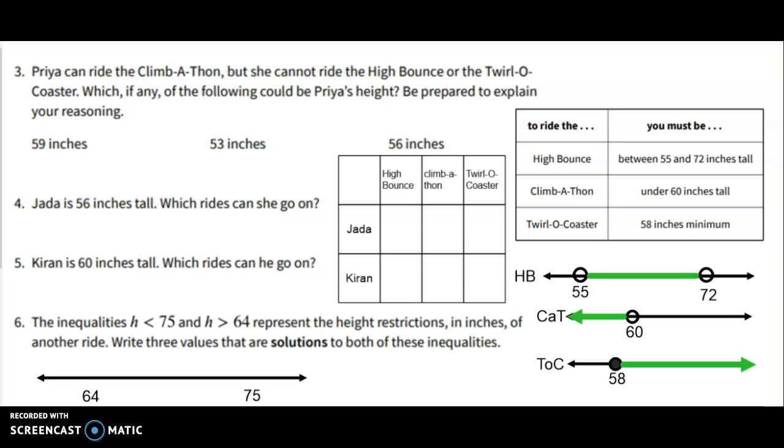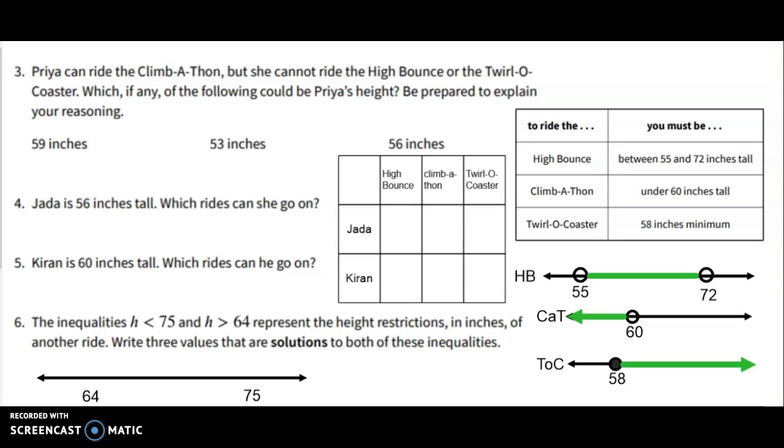All right, so Priya can ride the Climathon, but she can't ride the high bounce or the twirler coaster. Which, if any, of the following could be Priya's height? Be prepared to explain your reasoning. So let's look. Could she be 59 inches tall?